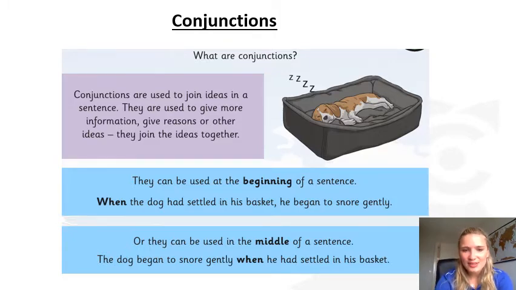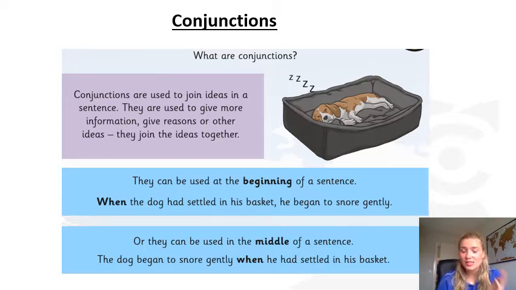Okay, so first of all, we're going to look at conjunctions, and we have actually started to look at some of these conjunctions, but this time we're going to look at some time conjunctions. So conjunctions are used to join ideas in a sentence. They give us more information and give us reasons or other ideas, and they join them together. They can be used at the beginning of a sentence, so when the dog settled in his basket, he began to snore gently. Or they can be used in the middle of a sentence, the dog began to snore gently when he had settled in his basket.